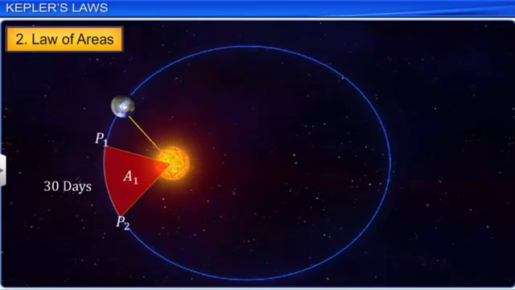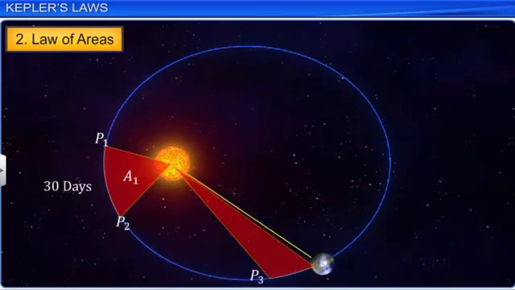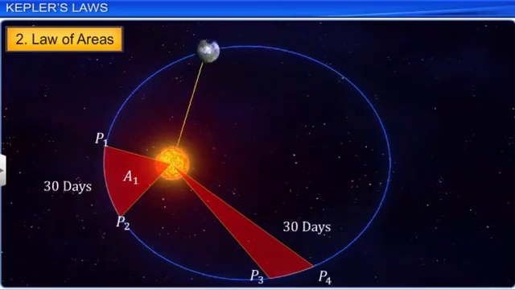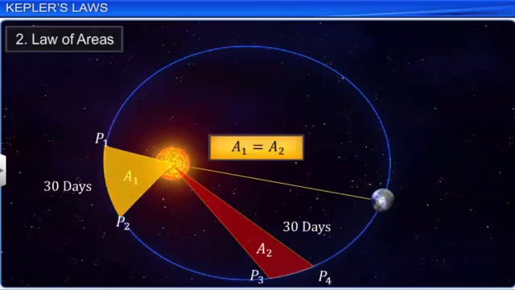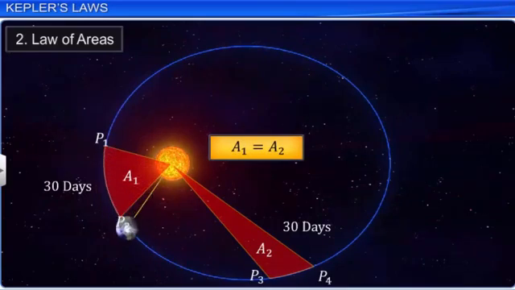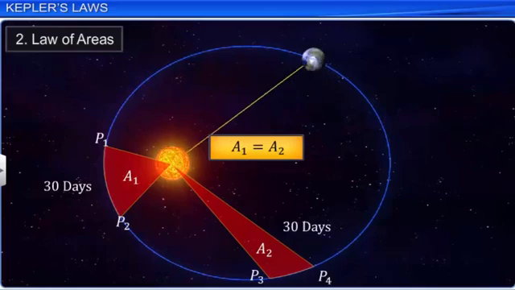Similarly, let P3 and P4 represent 2 positions of the Earth during its revolution for a 30-day duration, represented by A2. According to Kepler's second law of planetary motion, area A1 equals area A2. The concept of Kepler's second law can be understood by the fact that the angular momentum of the planet revolving in its orbit remains constant. This is because it is under the influence of a central force. The force of attraction pulls the planet towards the Sun, and the magnitude depends on the distance between them.